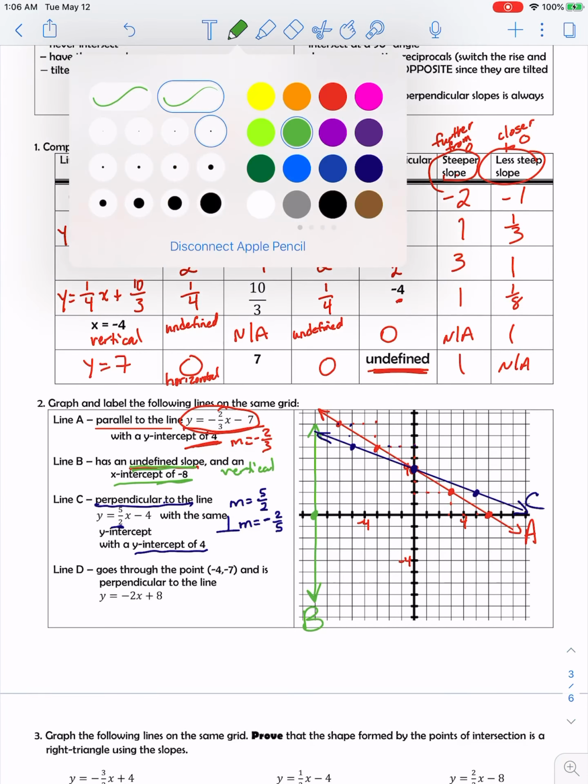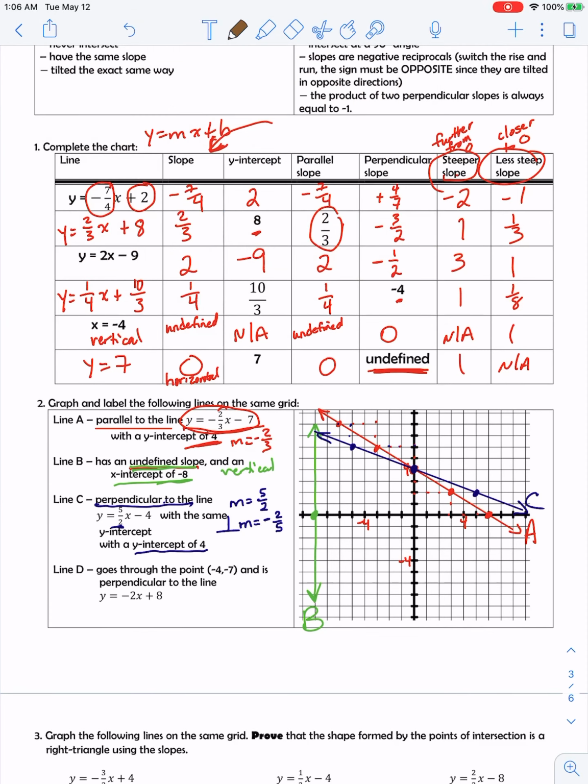All right, now let's do line D. I'll make this one, how about brown? Okay. It goes through the point -4, -7. So where's -4, -7? So there's -4, -7. And it's perpendicular to this line. So the slope of this line is -2 or -2/1. For a perpendicular slope, you want to change the sign so it becomes positive and flip it over. So negative reciprocal for perpendicular. So that means that my rise is 1, my run is 2.